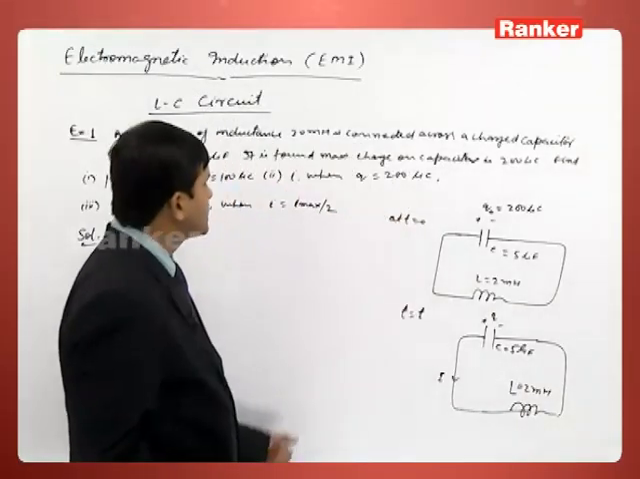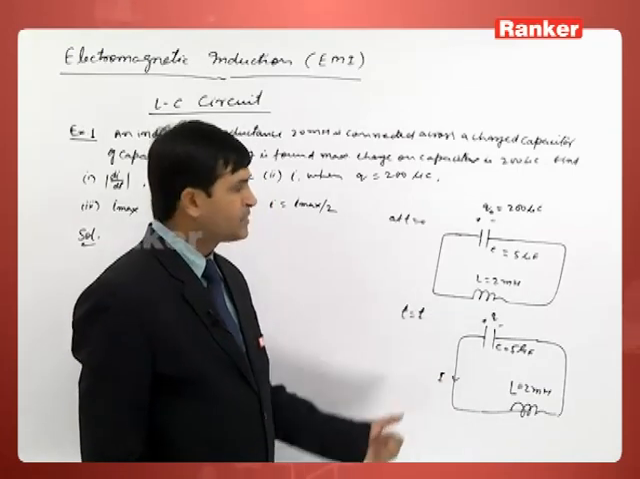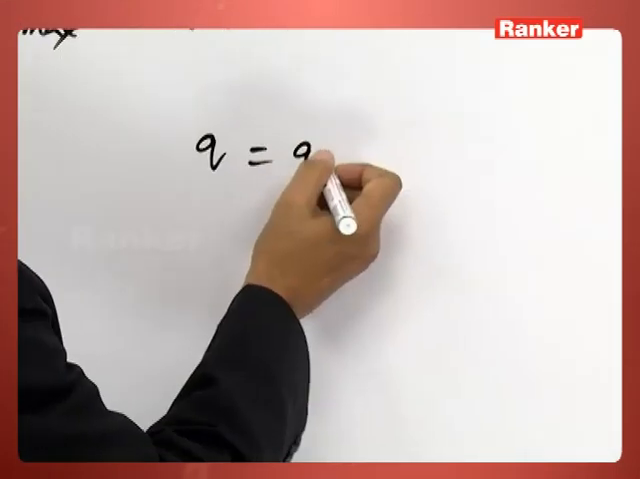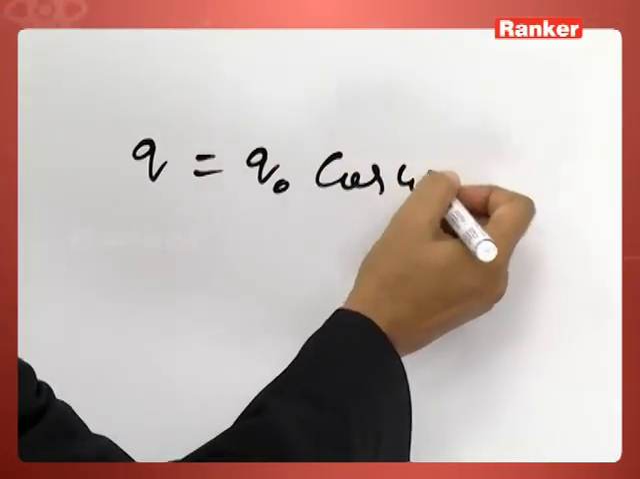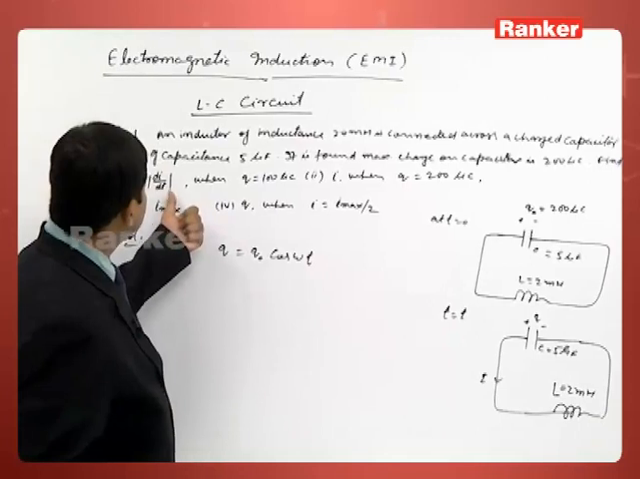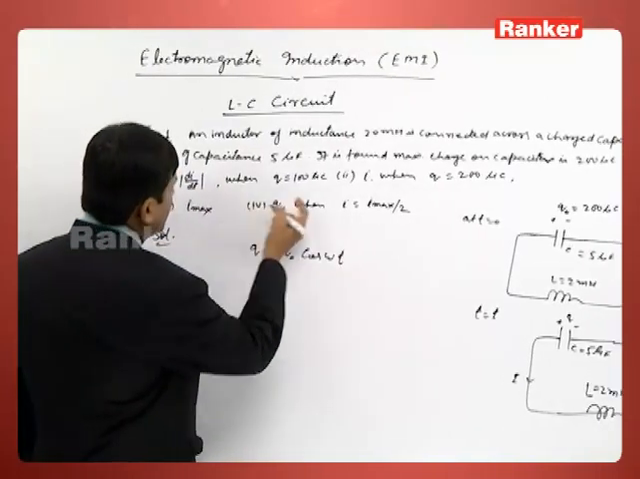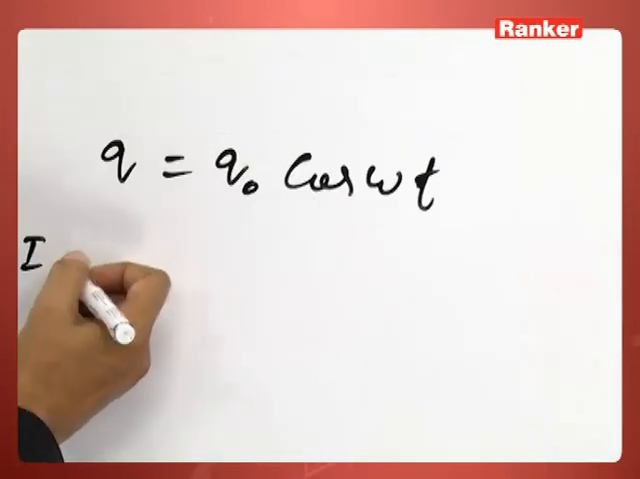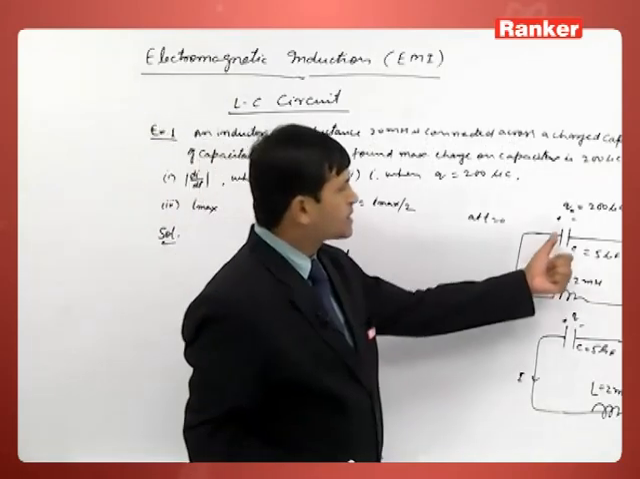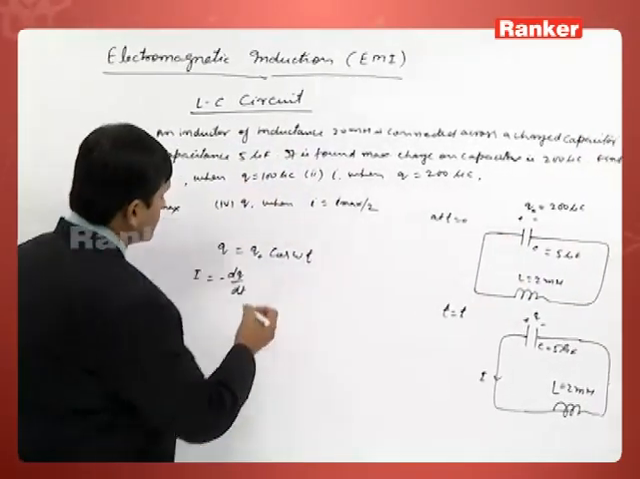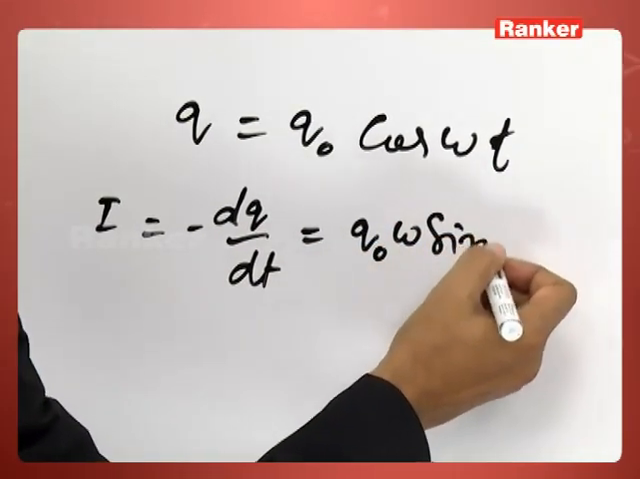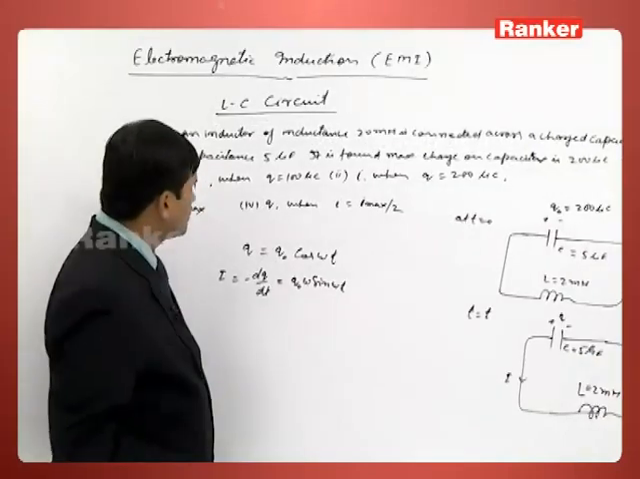Now this is a very similar situation to what we derived in the previous case. The variation of charge, as we have derived, is Q naught cos omega t. Now we have to find di by dt, or current. The current is minus dq by dt, because the charge on the capacitor decreases. So this value will be Q naught omega sine omega t. This is the value of current.